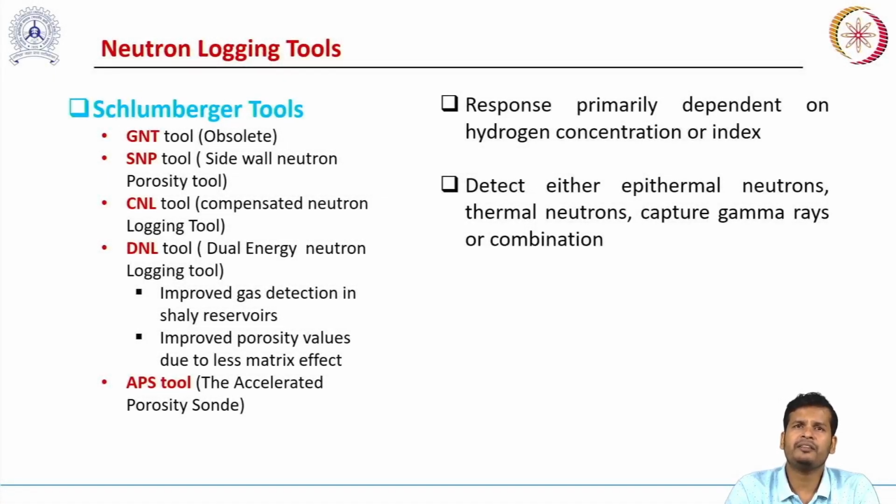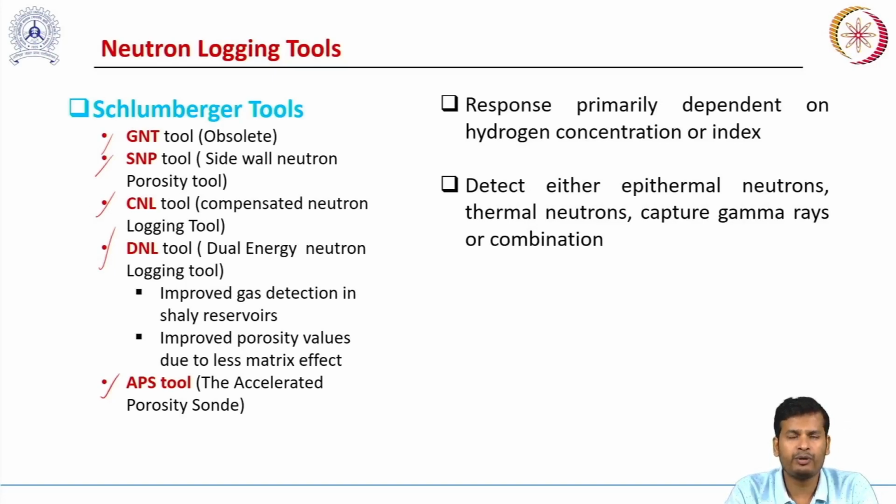So these are the Schlumberger logging tool names. We have the GNT tool, SNP tool, CNL tool, DNL tool. GNT tool is obsolete, SNP tool is also obsolete, CNL tool is still in use, DNL tool is still in use, and then we have the APS tool. This is the latest generation of Schlumberger neutron logging tool, which is nowadays available for use in different wellbores to calculate the porosity of the formation.